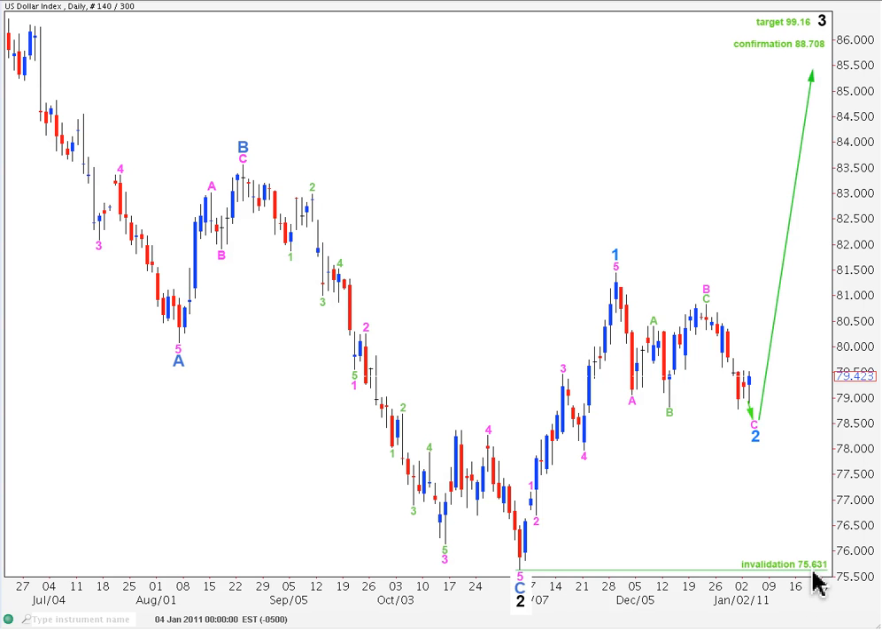Further downwards movement we expect at least a little, but it can't move beyond the start of 1, so shouldn't move below 75.631. When that's over, the next move I expect for the dollar should be a pretty strong third wave of a third wave to the upside, and as I said before, price movement above 88.708 will confirm this main wave count for me. I expect wave 3 black to reach a target of 99.16, and that's where it will reach 1.618 the length of wave 1 black.